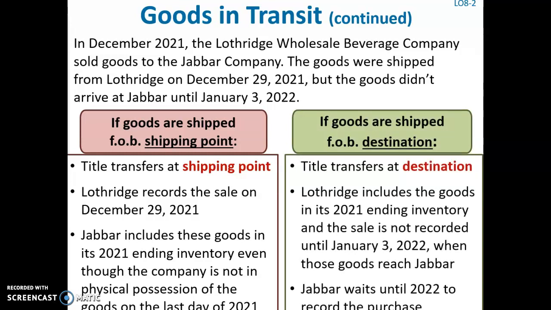However, if the goods are shipped FOB destination, then the title will not transfer until the goods reach their destination. Lothridge still owns the goods at December 31st, 2021, and therefore should include the goods in its 2021 ending inventory, and the sale is not recorded until January 3rd, 2022, when those goods reach Jabbar. And Jabbar will wait until 2022 to record the purchase.